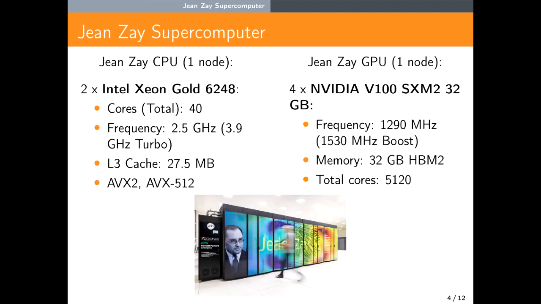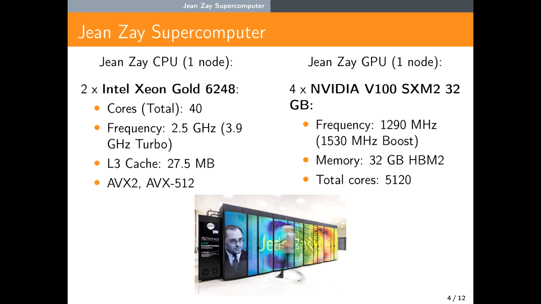So inside our node of the GNC supercomputer, we have two Intel Xeon Gold 6248 and four NVIDIA V100. So this is the hardware we've been working with, and this is the hardware we have used in the benchmarks we will see later.